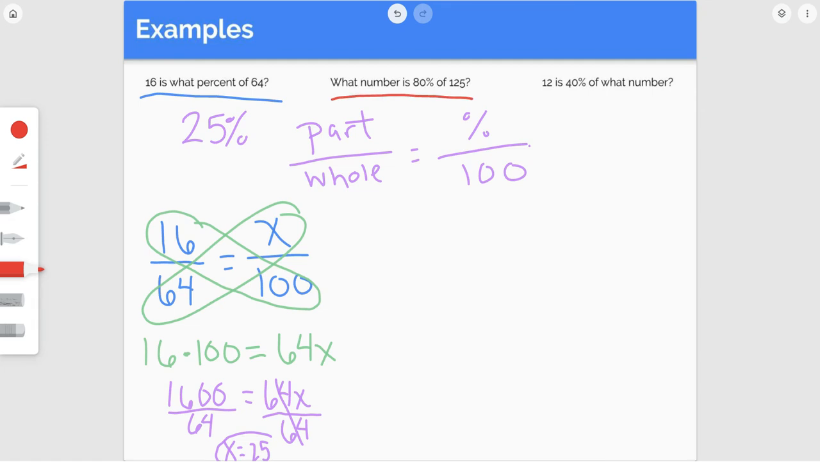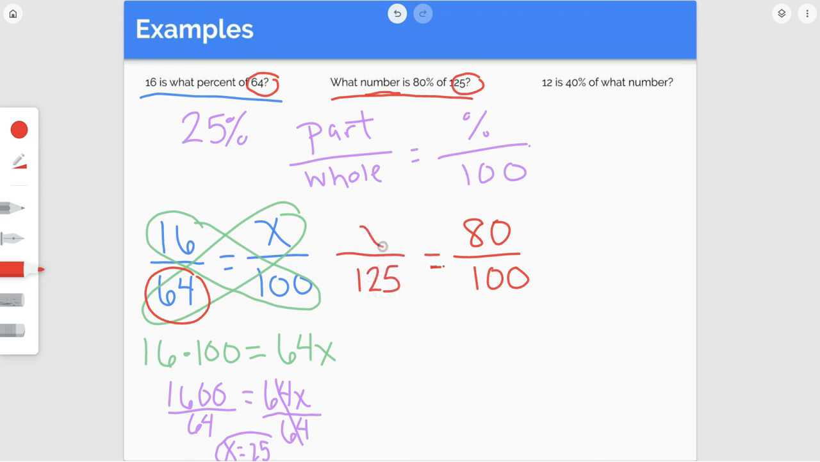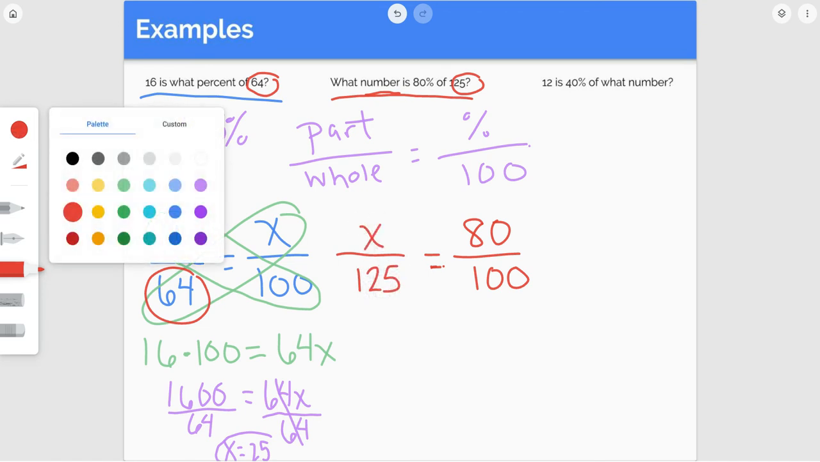What number is 80% of 125? So I know that this number is just 80% of this other number, meaning that I'm looking for the part here. And you'll notice that the whole each time is going to come after the word of. So I know that 125 here is my whole because it comes after the word of. So let's plug some things in. I know the 80 is the percent, so 80 goes over 100. And we said that my whole is 125, and the part is what I am trying to solve for, so that's going to be my x.